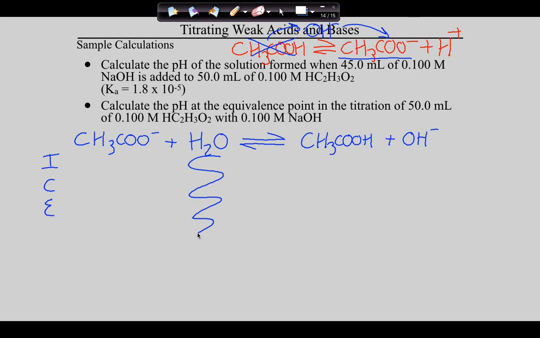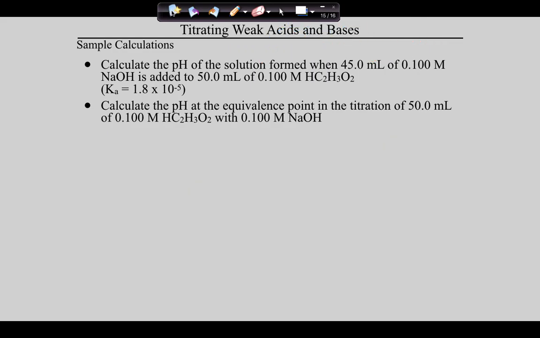But guys, let's do it logically. How many moles of this do we have? How many moles of that did we start with? Does that make sense? So let's figure out how many moles of that we started with.